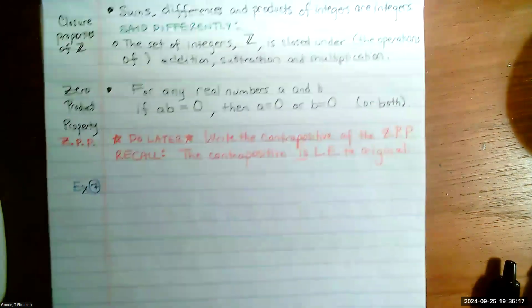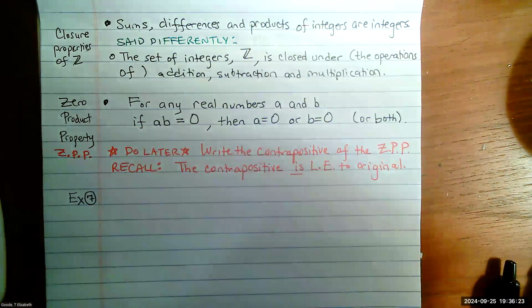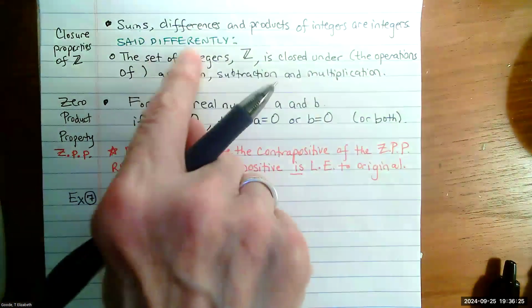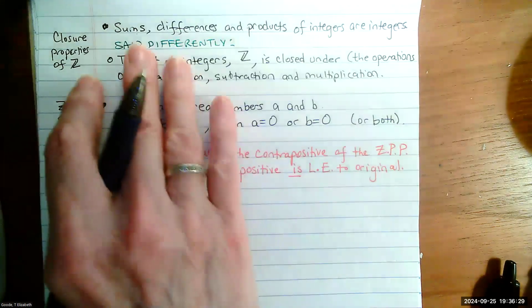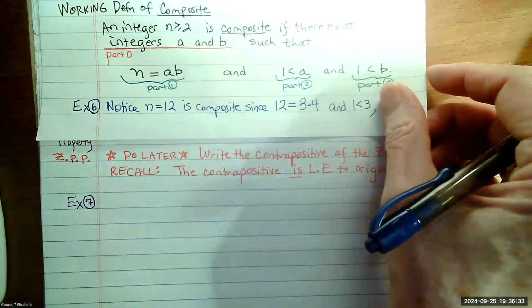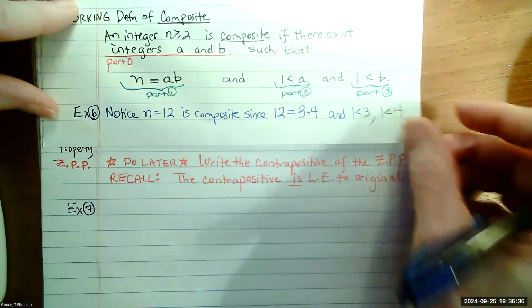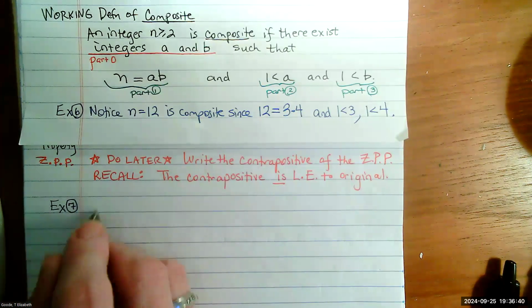Okay, let's do one more example. And it's going to be about composite numbers. So I'm going to put the definition of composite back up here. We're also going to use closure properties. Okay, sums, differences, and products of integers are integers. And we're going to prove something is composite, something a little more complicated than 12. And that is how we will wrap up tonight.